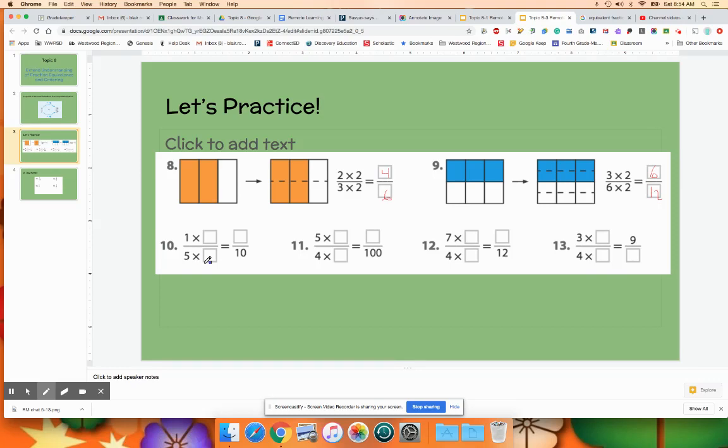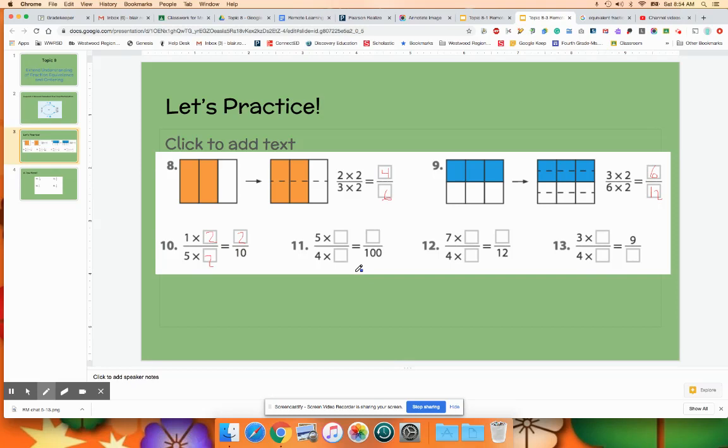Like we said yesterday, how are you going from 5 to 10? You're multiplying. All day today is going to be multiplying. You're multiplying by 2. Whatever you multiply the denominator by, you need to multiply the numerator by the same number, and 1 times 2 is 2. So 1/5 equals 2/10.